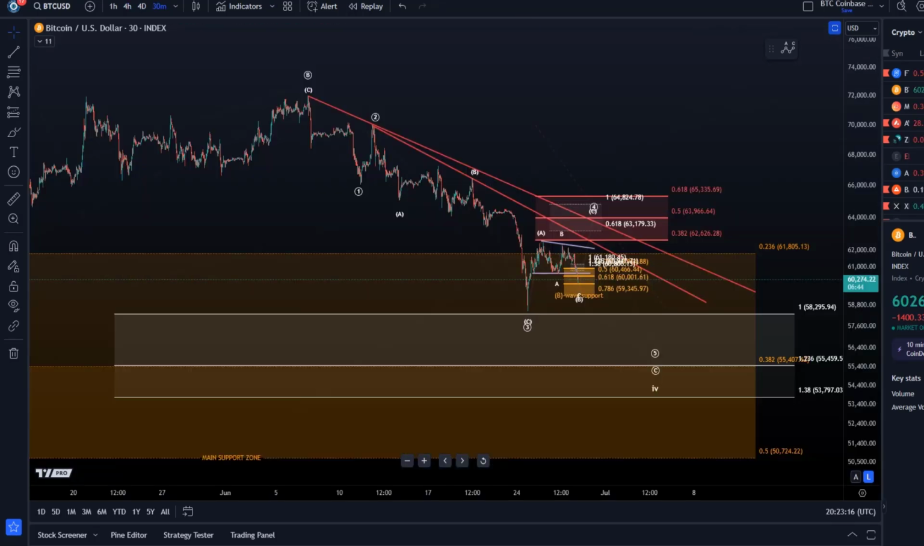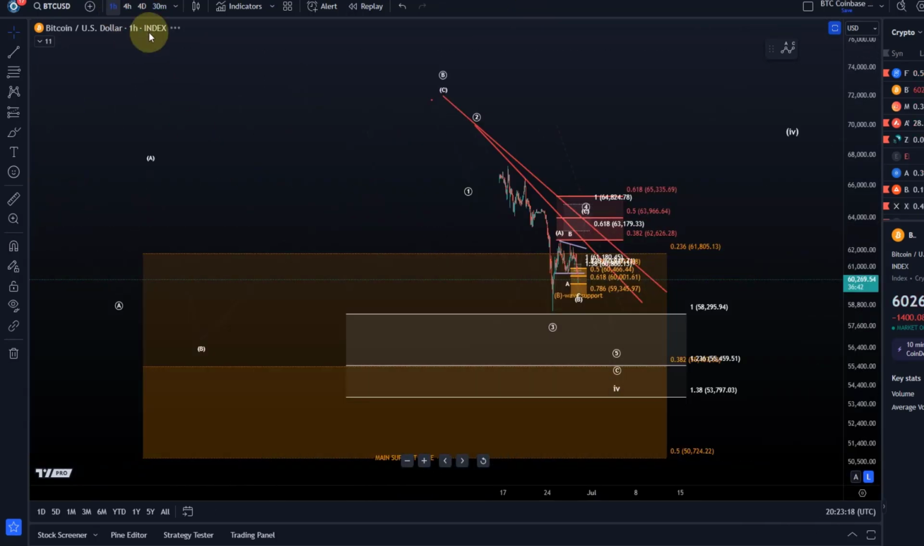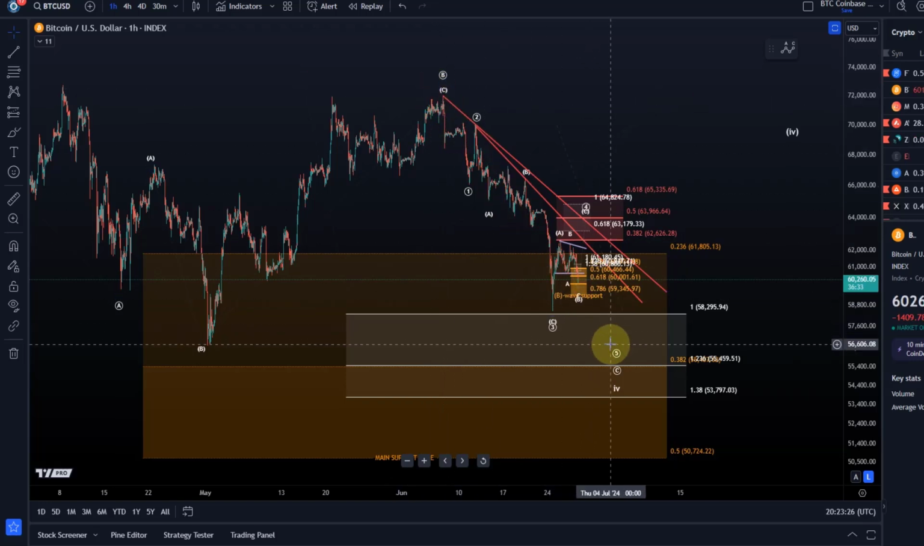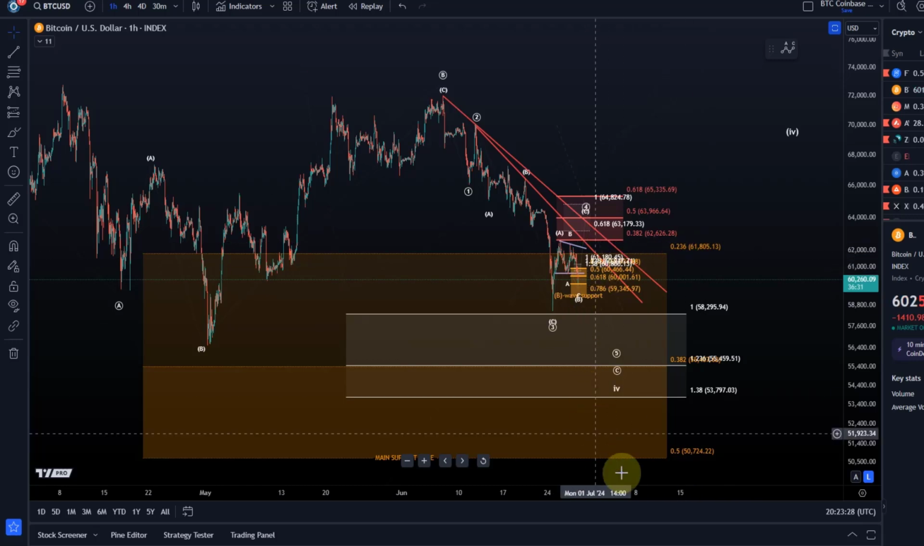Let's go to the smaller time frame. Here, let's go to the 1 hour chart. You see, we want to focus on the price action from this B wave top. I just showed you that on the daily time frame. Here, this 5-wave move down in wave C. This is the main support area, the stable element on the chart.